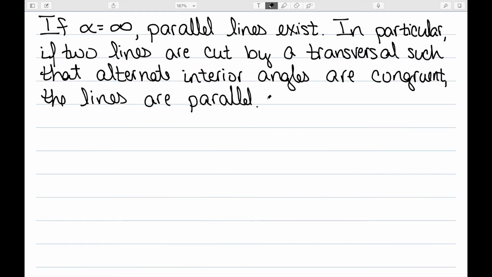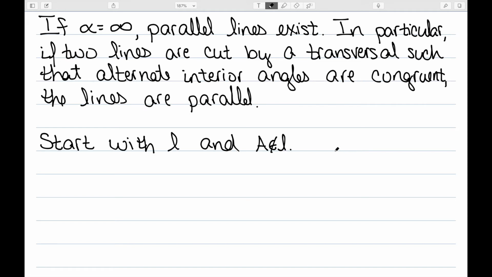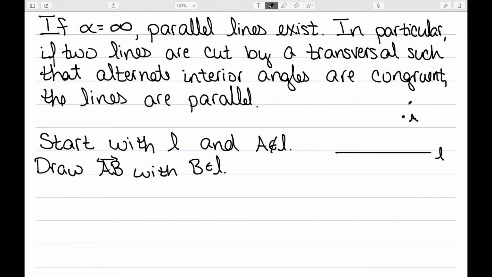The first thing I want to prove: if alpha is equal to infinity, so if I do not have a maximum possible distance, then parallel lines do exist. And in particular, if I have two lines that are cut by a transversal, such that the alternate interior angles are congruent, then the lines are parallel. In order to do this, I'm going to start with a line, which I'm going to call L, and any point A that's not on that line. I'm then going to draw the line AB, where B is any point on my line L. So pick any point on my line L and draw the line between A and B.